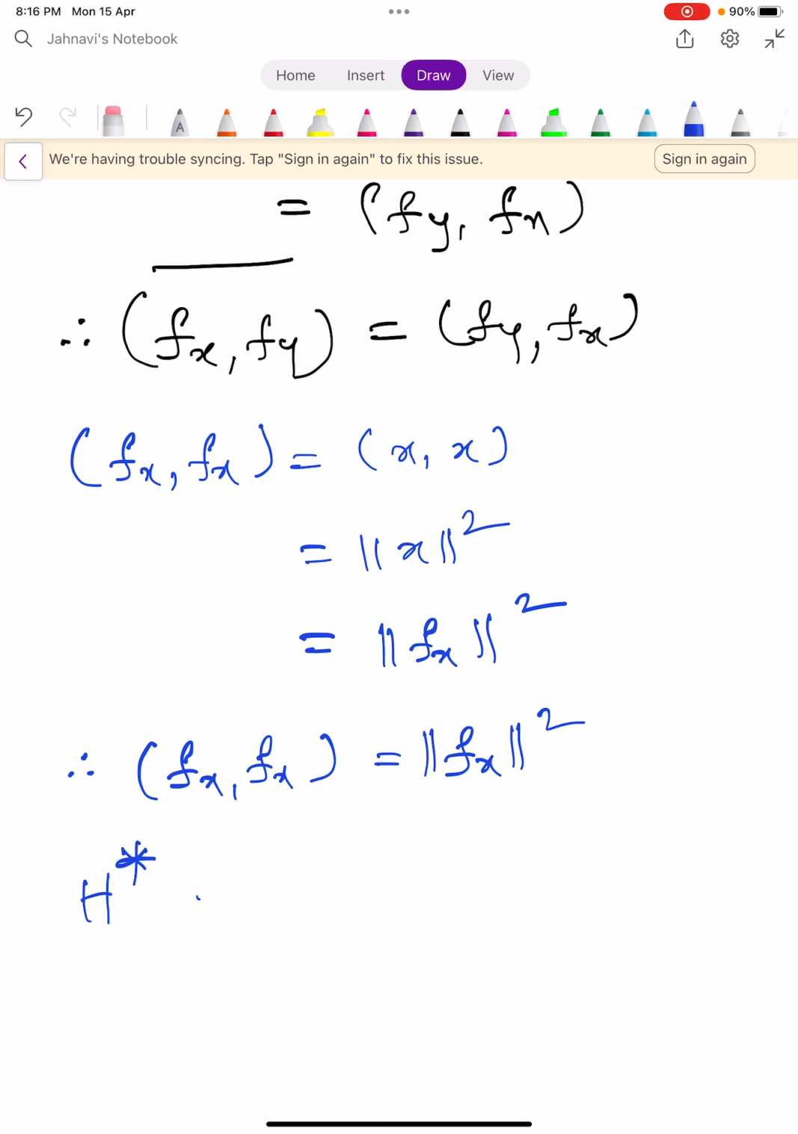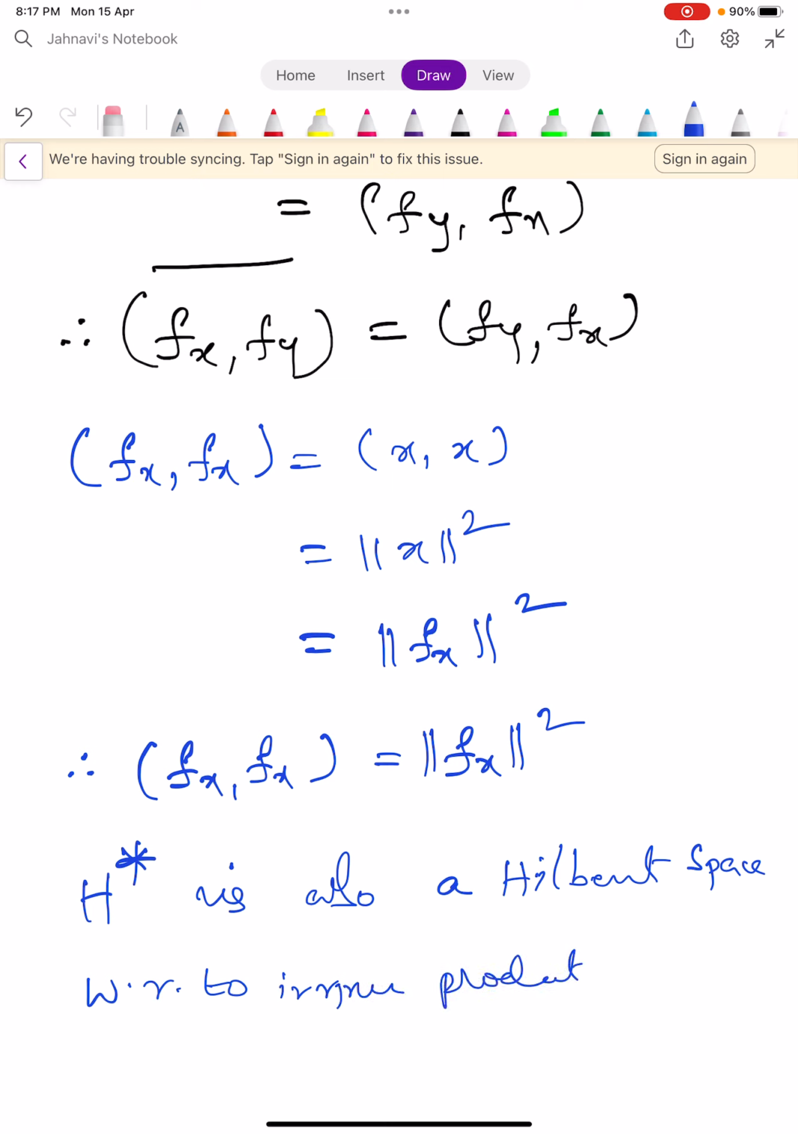From this we conclude that H star is also a Hilbert space with respect to the inner product defined by the inner product of fx comma fy equals the inner product of y comma x. This completes the proof of the second theorem also.